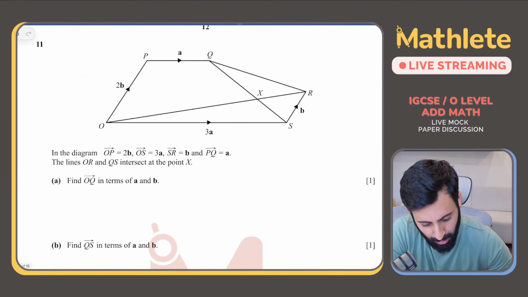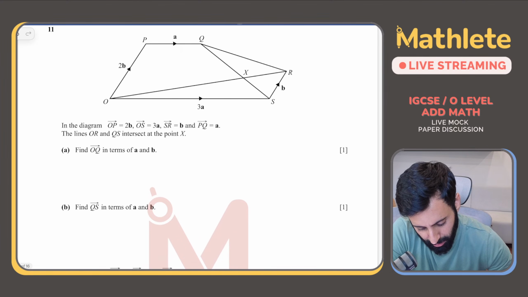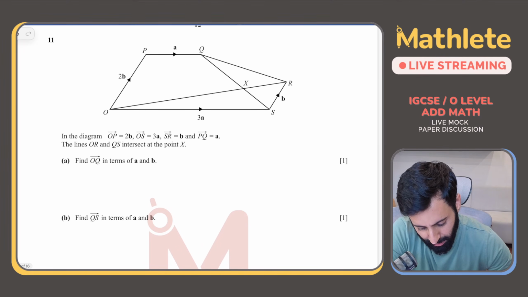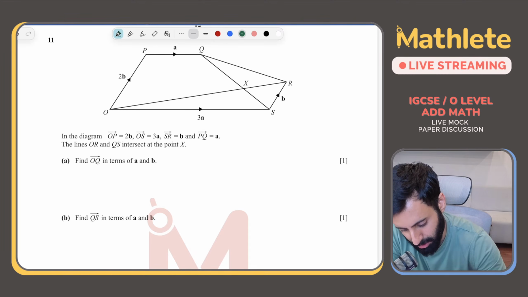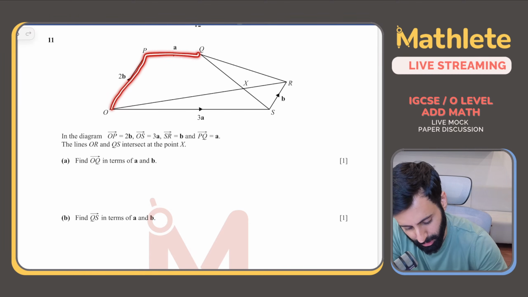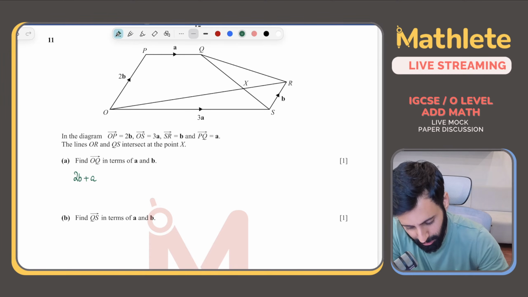Okay, now question number 11. In the diagram, OP is equals to 2B and OS is equals to 3A, SR equals to B and PQ is equals to A. All right. Find OQ in terms of A and B. So OQ, let's pick a nice route which takes us from O to Q. That's going to be 2B plus A. So 2B plus A. Find QS in terms of A and B.